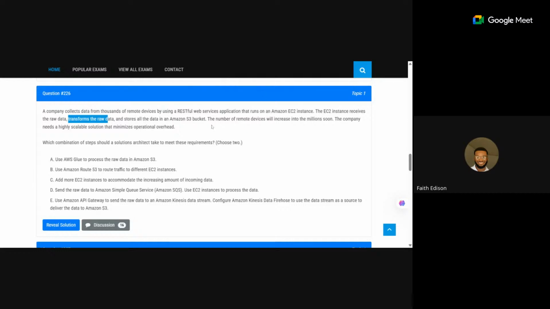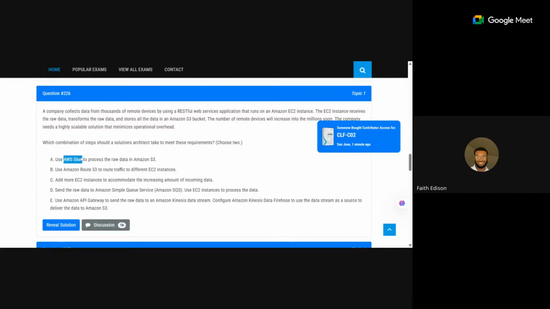And we typically use ETL tools for that in AWS, and the ETL solution that AWS offers is called AWS Glue. They extract, transform, and load. So you use AWS Glue. Seeing AWS Glue in this option makes me happy. Use AWS Glue to process the raw data in S3, or into S3, because the data is then stored into S3.